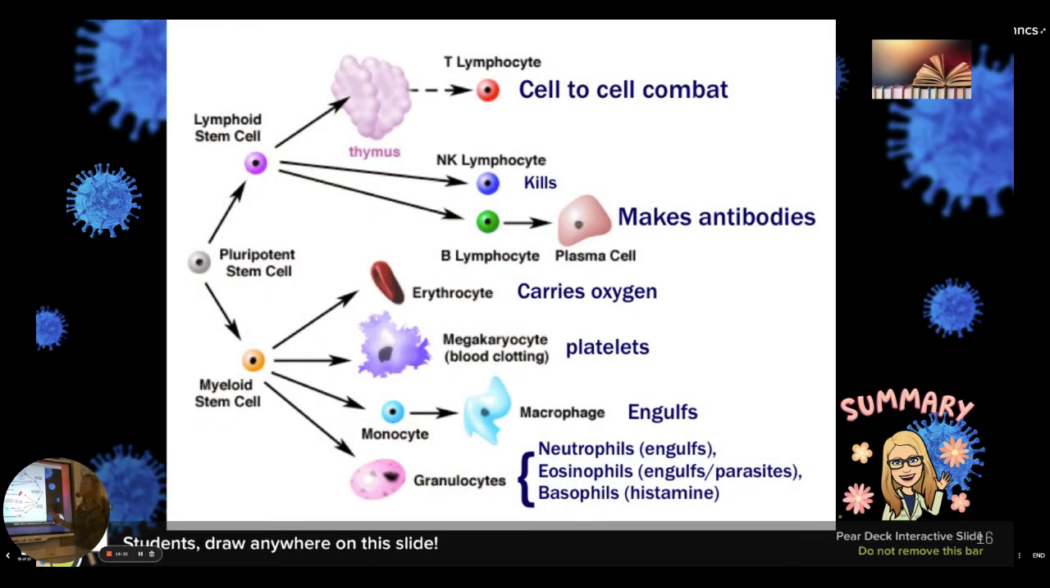All right. And then I added this one in here for you. Again, don't be afraid by it. We already learned all of it. It just kind of puts everything in perspective. So here's your stem cell. This would be in your bone marrow.